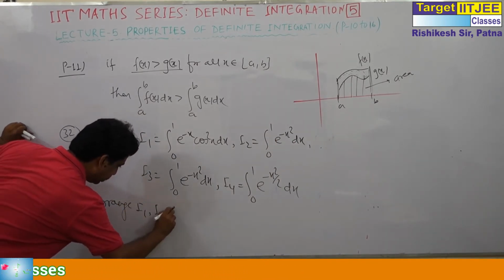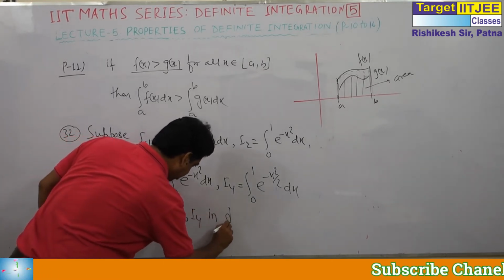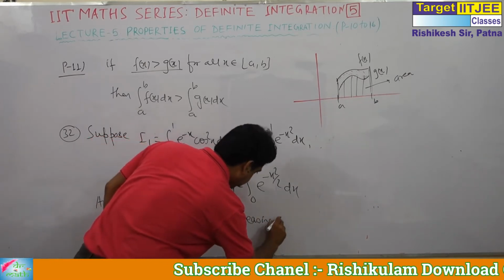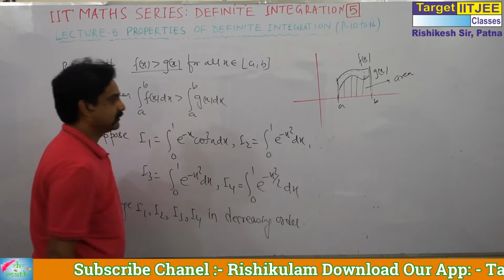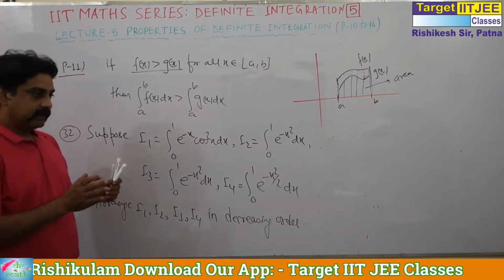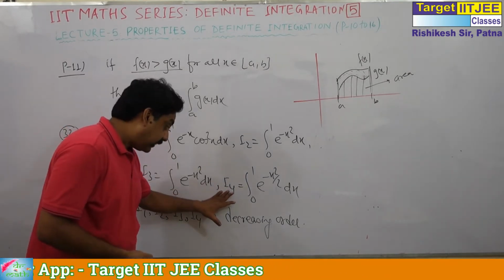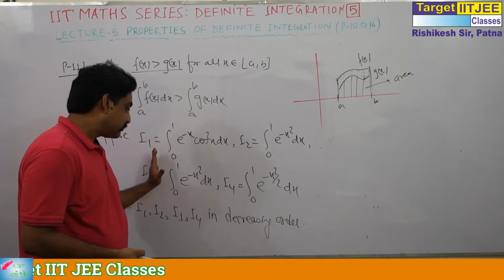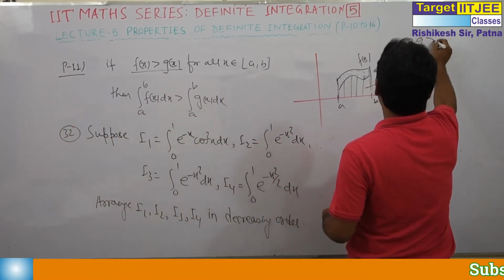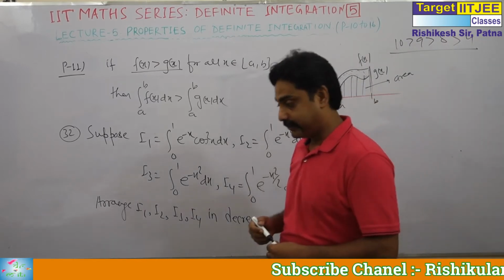Arrange I1, I2, I3, I4 in decreasing order. Arrange these in decreasing order. It means the integral whose value is greatest will be written first and the least will be written last. What is decreasing order? 10 greater than 9, greater than 8, greater than 4. This is called decreasing order.